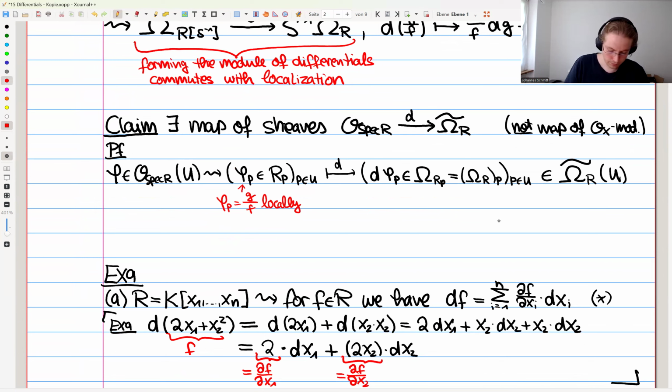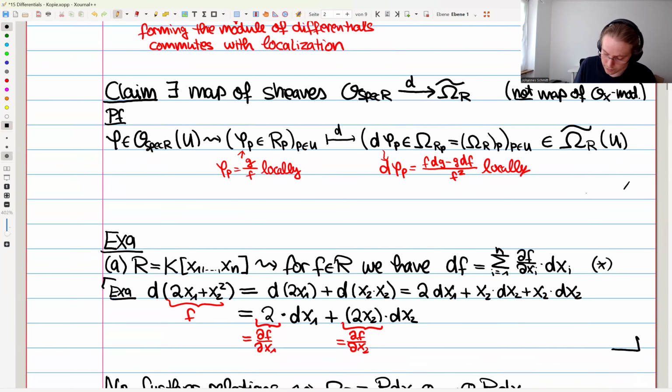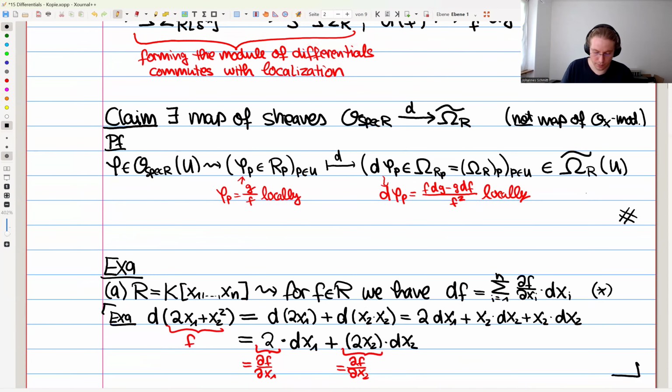But this now just follows from this rule. If phi p is this locally, then this d phi p is given by just a formula f g minus g df divided by f squared locally. And this is exactly the right form to be a section of this thing here. And this already concludes the proof. So somehow we can write down such a map of differentials between these things.